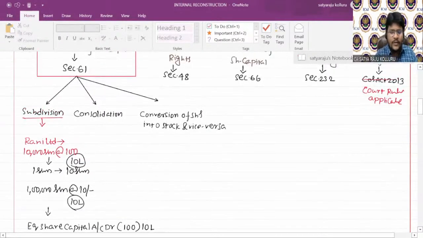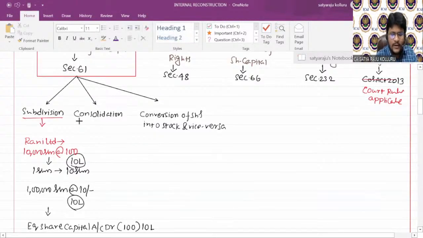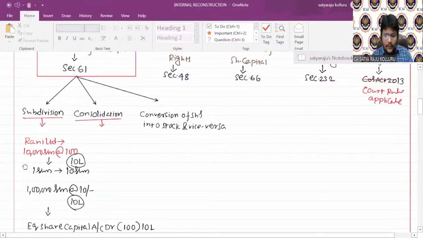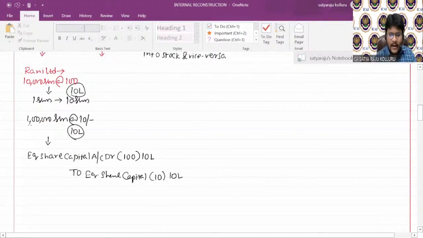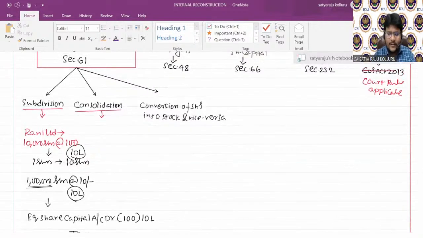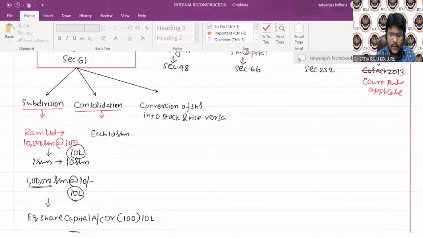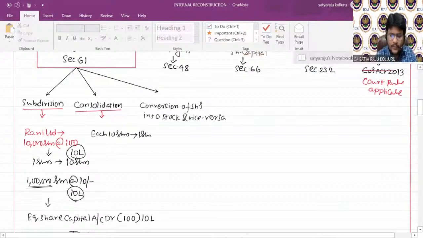Okay. Next, come to the consolidation, guys. Sir, in the same way, in case of consolidation also, it is going to occur. Now, the same company wants to consolidate 10 shares into 1 share. Now, if you check, existing shares are 1 lakh after subdivision, right? Now, it wants to consolidate such shares. Each 10 shares consolidate into 1 share.